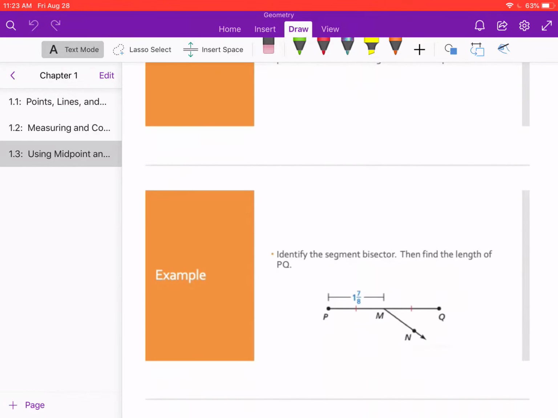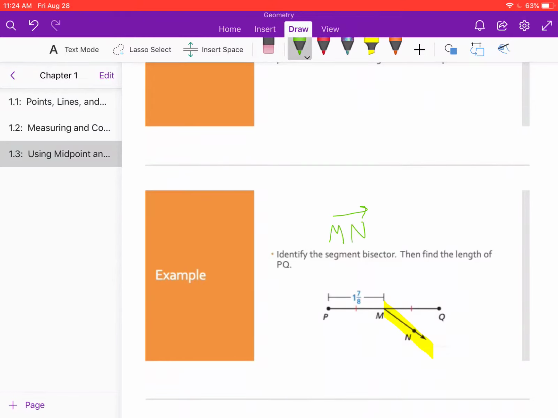So let's identify the segment bisector first, and then I find the length of PQ. So identifying the segment bisector, what is cutting it in half? Okay, in this case, this ray is cutting segment PQ in half. So our segment bisector is ray MN. Make sure you use the correct notation when you're doing that. Then find the length of PQ.